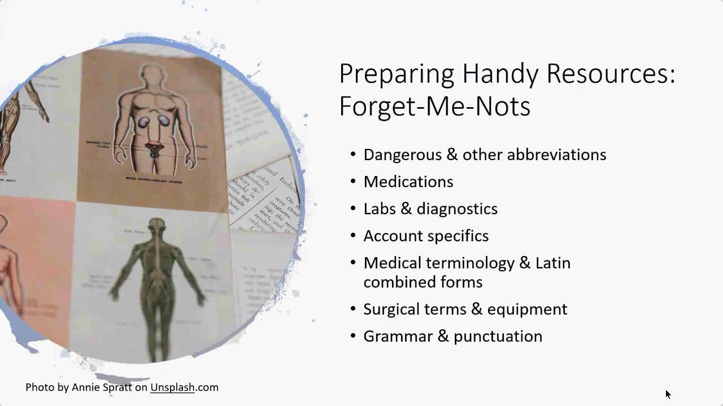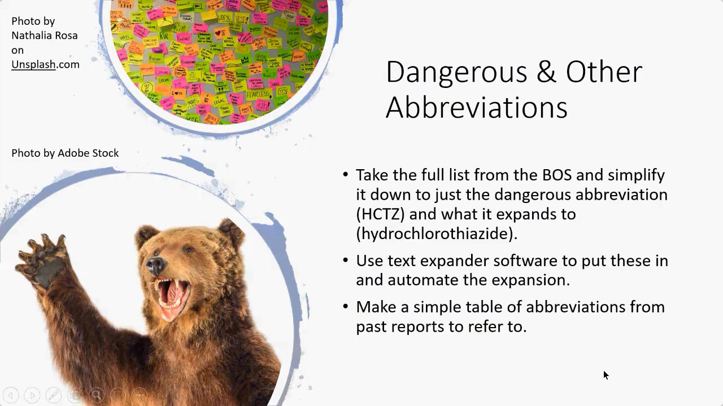So yeah, these are the lists that I like to call my forget-me-nots. They're a little bit different from the full list. Let's say like the dangerous abbreviations, you have that full list in the BOSS. I like to shorten that to the ones that I particularly have trouble with. So if you take that list from the BOSS and simplify it down to just the dangerous abbreviation and what it expands to, like HCTV and hydrochlorothiazide, you can make a much shorter list and hopefully something that just fits on one page that you can glance at.